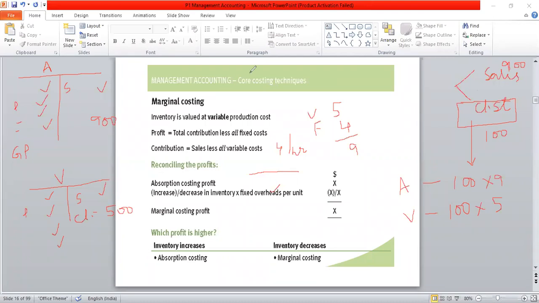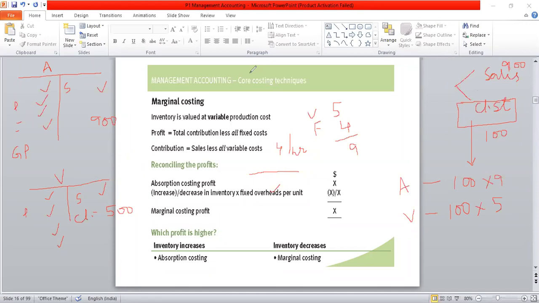Students, please participate. Will the profit be more or less? Why would it be more? Because there's a difference. Because the value of the closing stock is more, that means that you have more leverage. So your gross profit will be more.